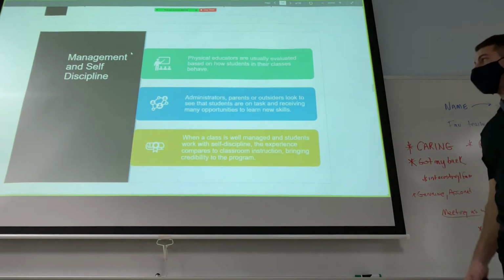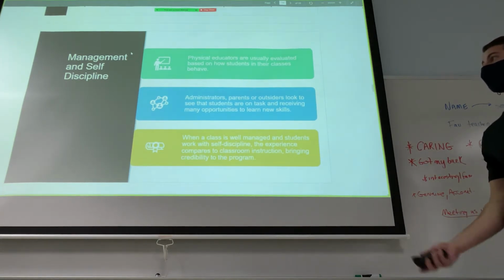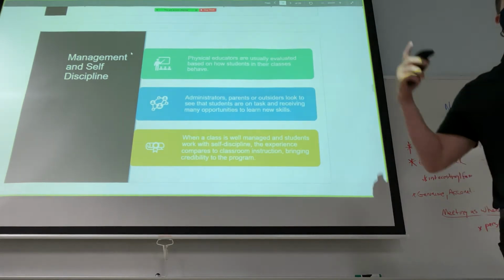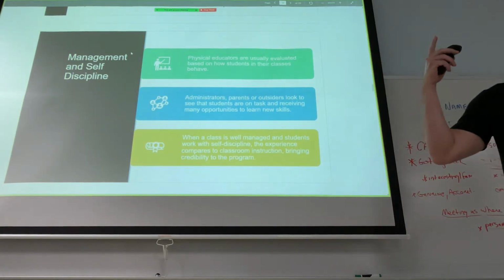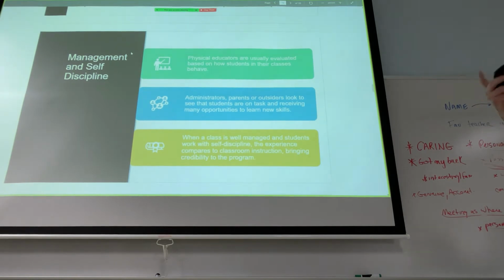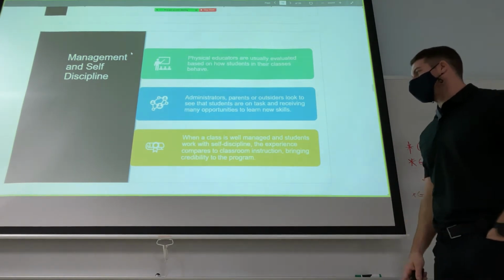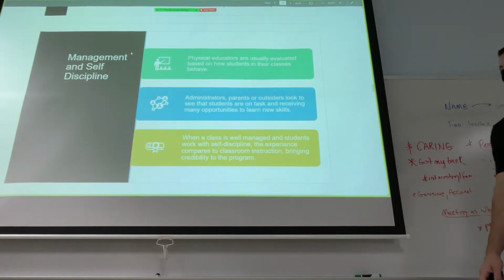Administrators, parents, or outsiders look to see that students are on task and receiving many opportunities to learn new skills. So if somebody's parent or an outsider was watching me teach you in the gym, are they going to see that I'm giving you extra supports, modifications, or adaptations if you need it? Or are they going to see that I'm just laissez-faire, just whatever, yeah, that'll work? When a class is well managed and students work with self-discipline, the experience compares to classroom instruction, bringing credibility to the program.